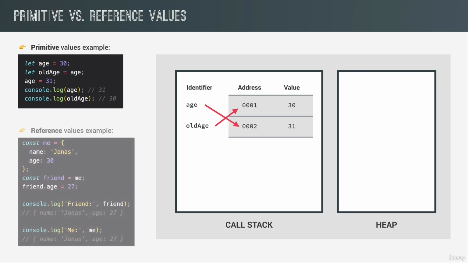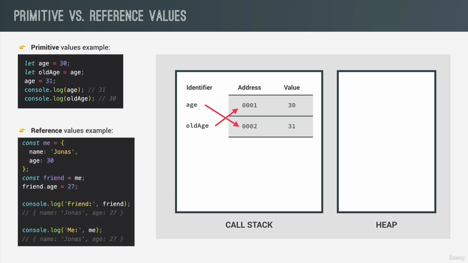Now with reference values, things work a bit differently, which is the reason why this example gave us that unexpected weird behavior earlier in practice. So what's the origin of this weird unexpected result? Well, when a new object is created, such as this me object, it is stored in the heap. And such as before, there is a memory address and then the value itself.